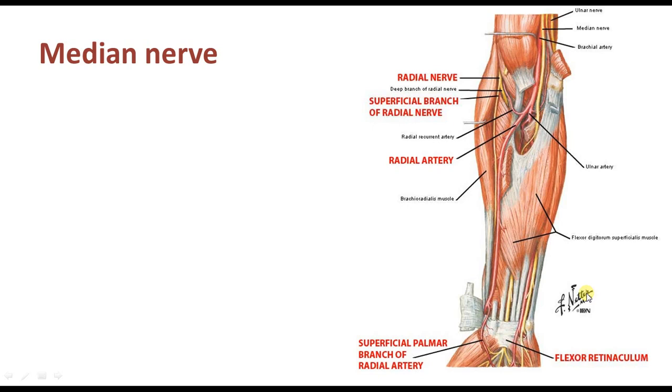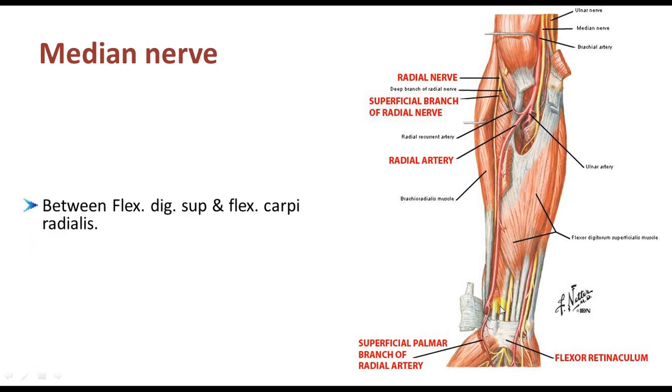Now coming to the course of the median nerve in the flexor compartment, you can see the flexor compartment muscles, mainly the superficial group. Flexor digitorum superficialis is seen here. The pronator teres is cut to show the tendinous origin of flexor digitorum superficialis. Here you have the flexor carpi radialis and flexor carpi ulnaris. The median nerve enters the forearm between the two heads of the pronator teres, and then passes deep to the flexor digitorum superficialis and the flexor digitorum profundus.